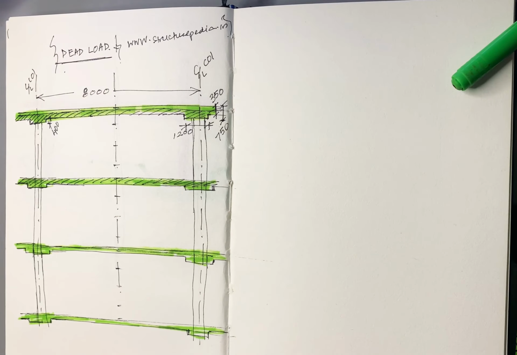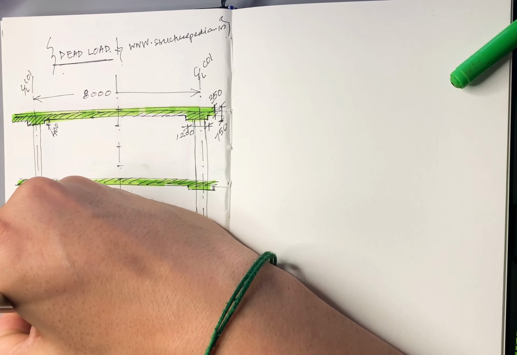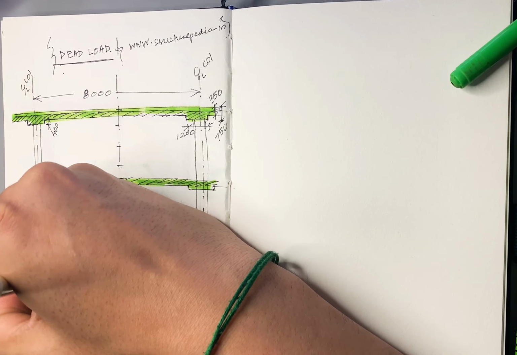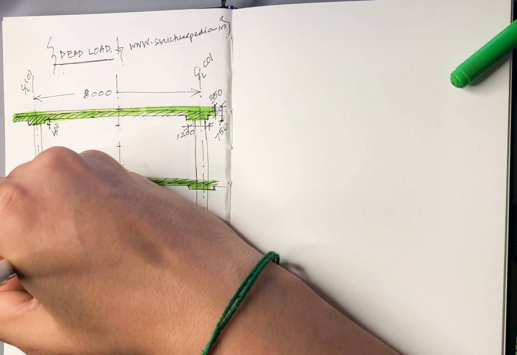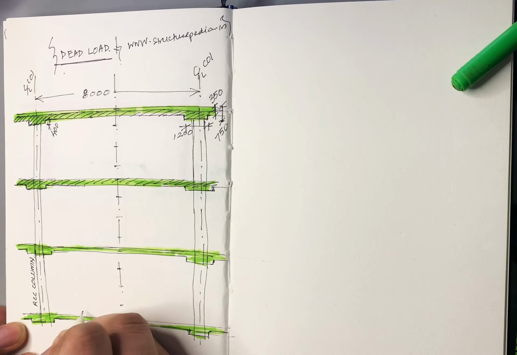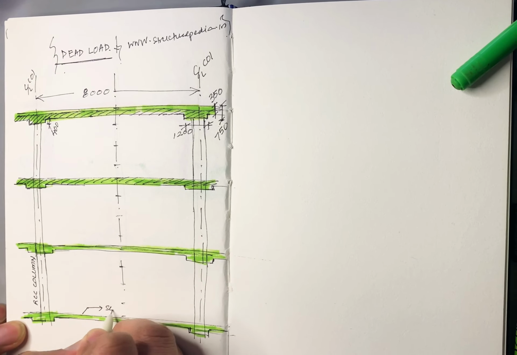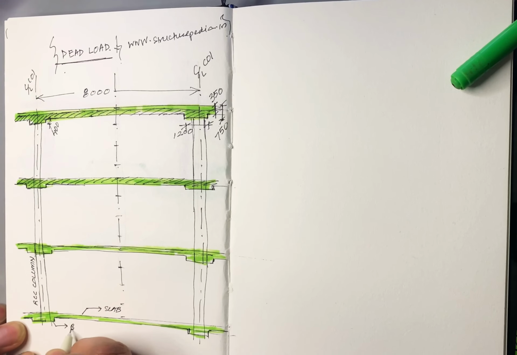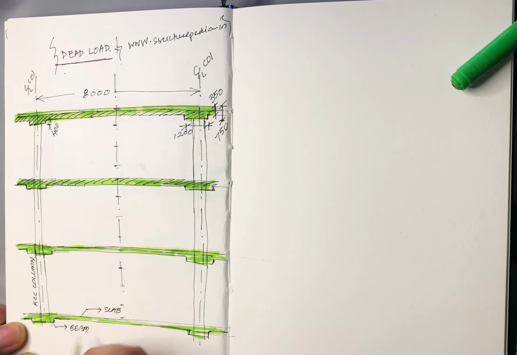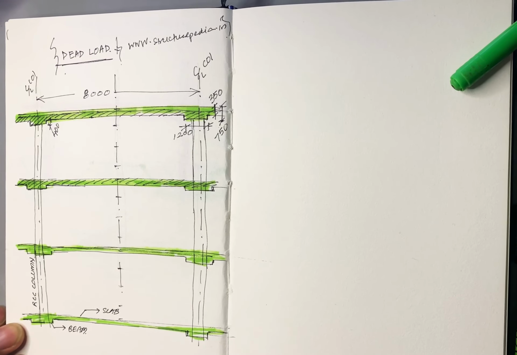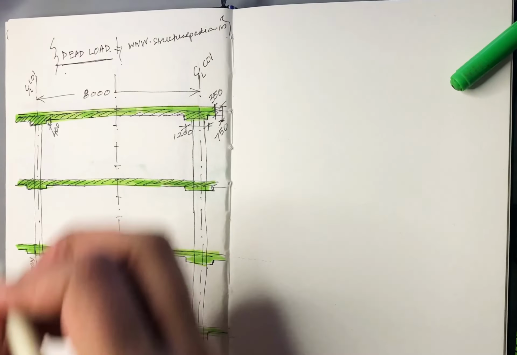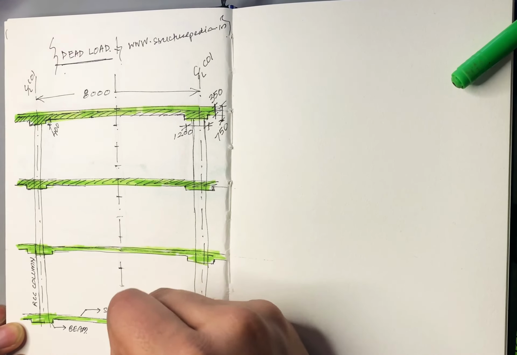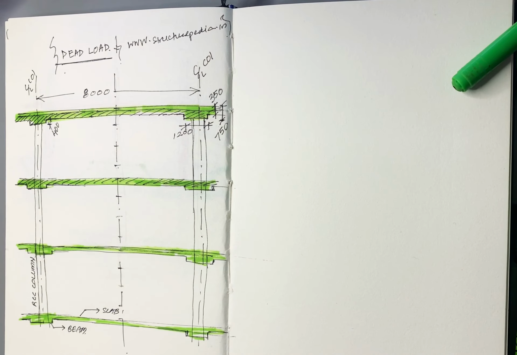Now, this is my RCC column. This is the slab. This is downstream. Let's say this is the beam, downstream portion. So I'm just marking. It's the same thing for our structure as well.